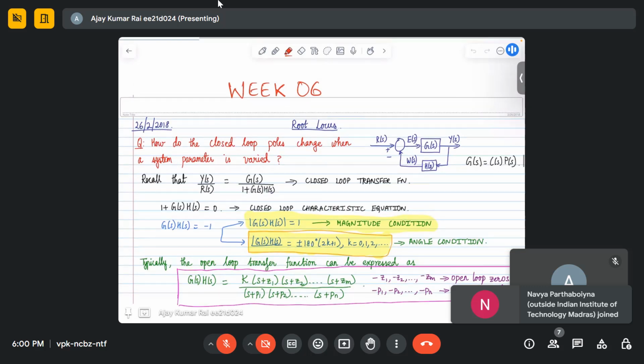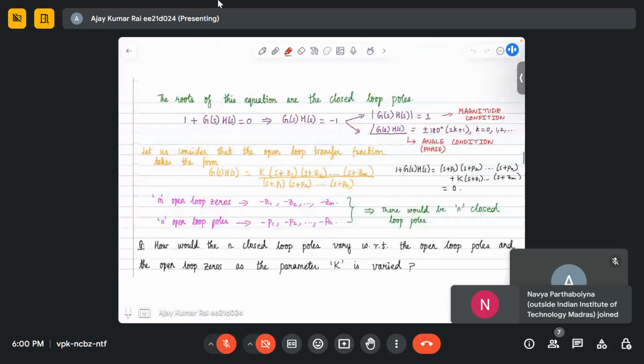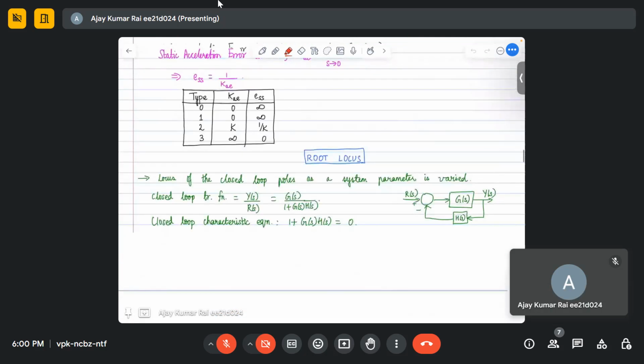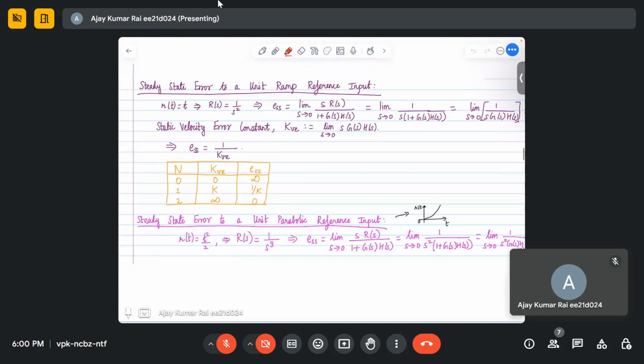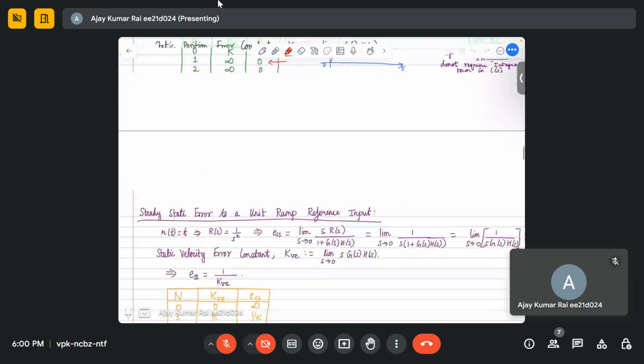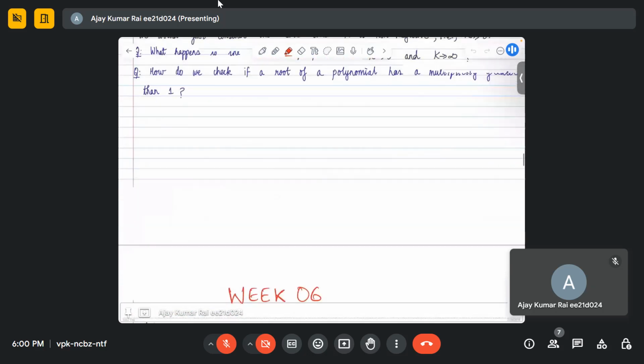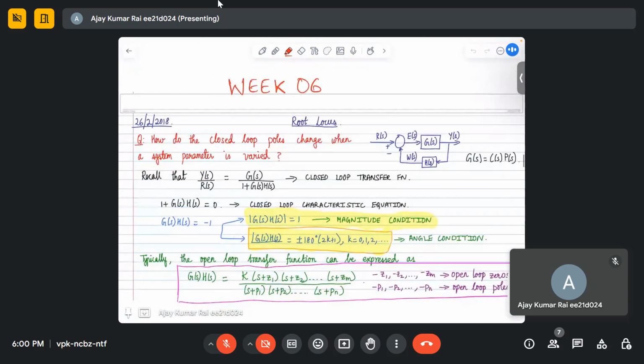In week 6, let me say what was covered in week 4 and week 5. We covered the error constants. In week 6, we looked at root locus, that is, how to plot the closed loop poles in the S plane by using the open loop transfer function.